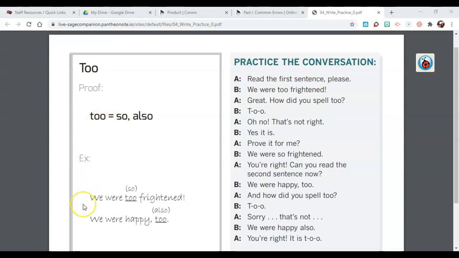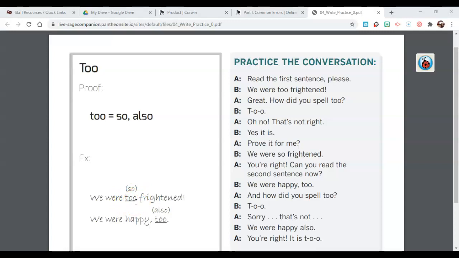For example, let's look at these sentences. The first one, we were too frightened. In that sentence, if I use the correct form of the word to, T-O-O, I should be able to substitute either so or also, and the sentence will still make sense. So let's try it. We were so frightened. Does that work? It sure does. What if I put in the word also? We were also frightened. Would that also work? It would. So I have used the correct form of to, T-O-O, in this sentence.